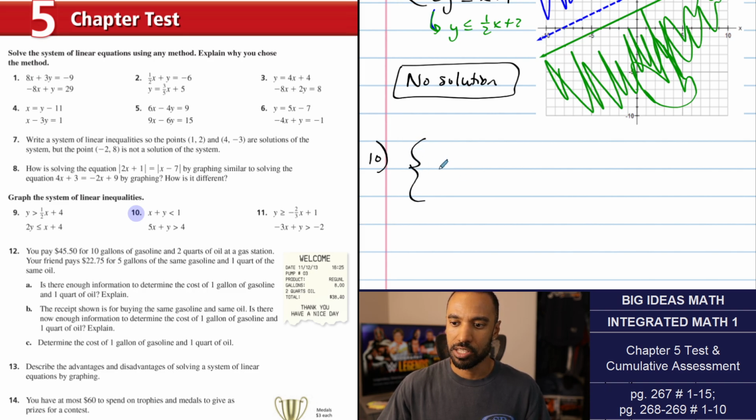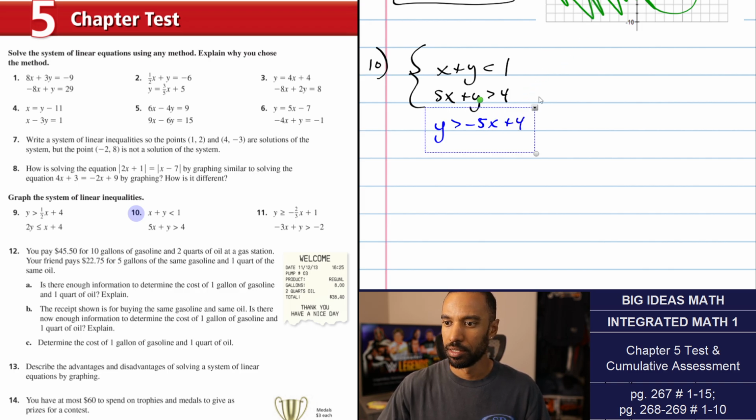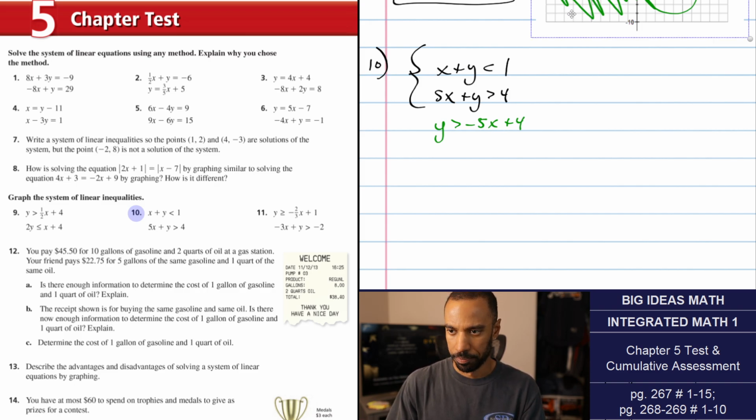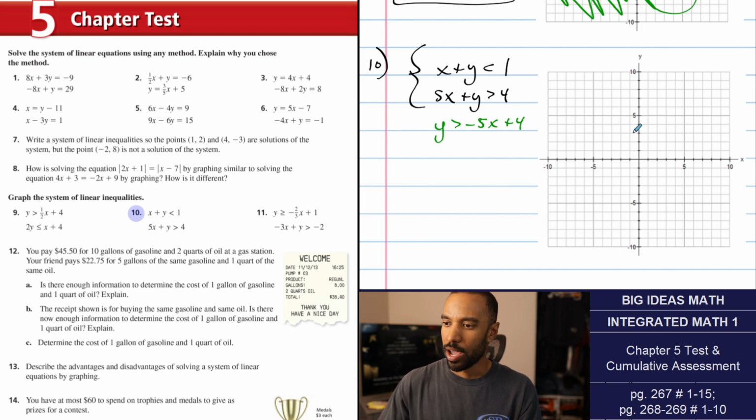So the next one has x plus y is less than 1, and 5x plus y is greater than 4. The first one I'm going to keep in standard form. This one I'll put in slope-intercept form. Let's make that green. Okay, so for this next one, x and y intercepts of 1, they're very close to each other, so this will be a little tricky. So I have to make sure that slope of -1 is worked out right.